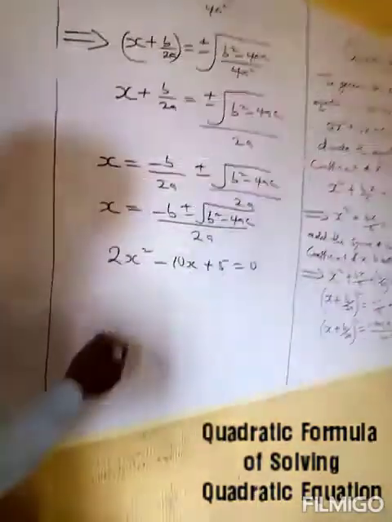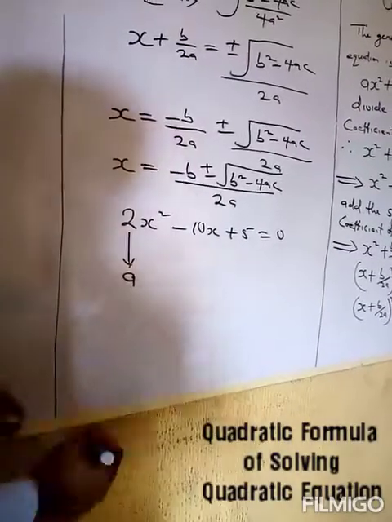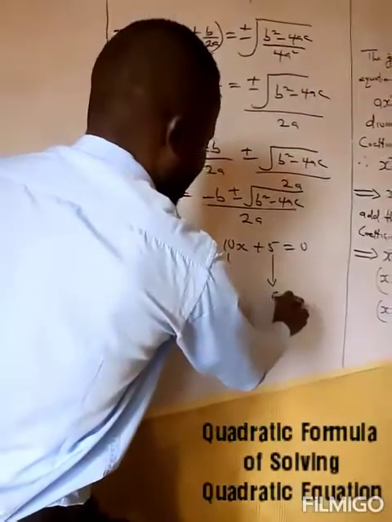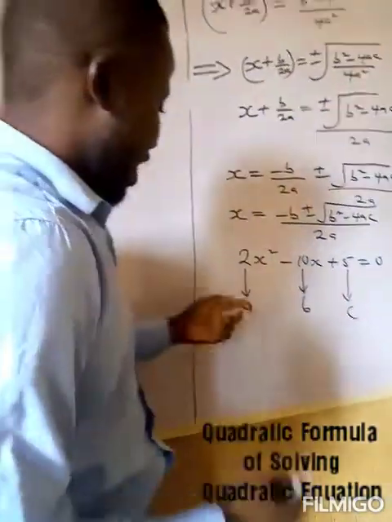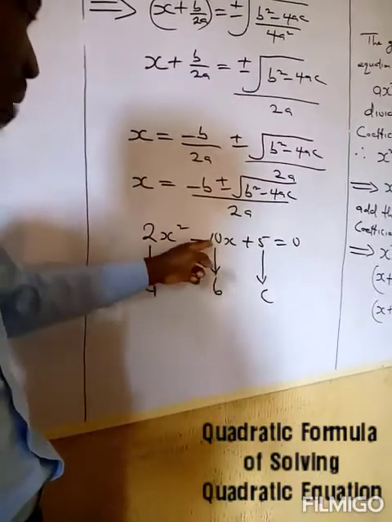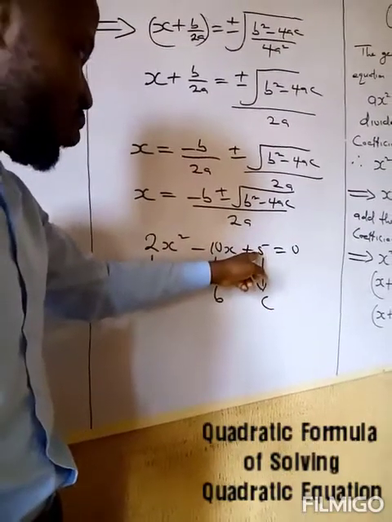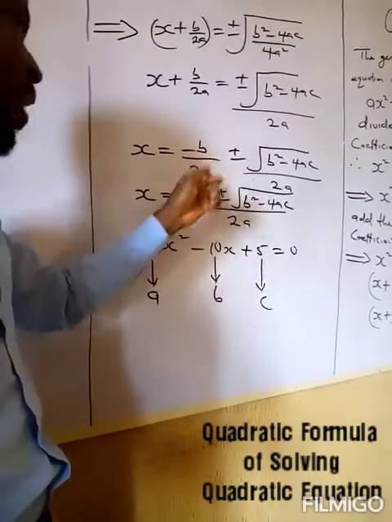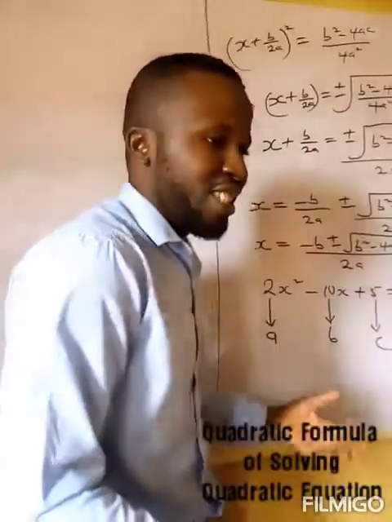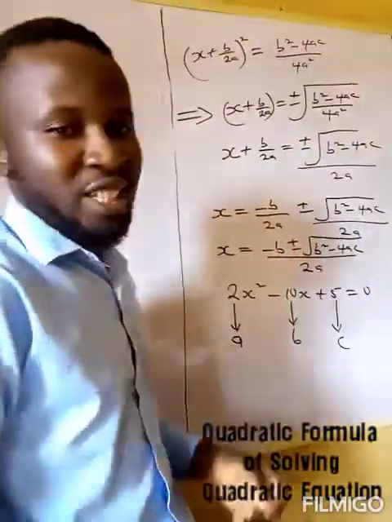All you need to do is make these three a, b, and c. Now that means our a is 2, the coefficient of s squared, our b is minus 10, the coefficient of s, and our c is that constant, plus 5. Getting this, you can substitute into the quadratic formula and you get the roots of the equation of this example that I've written.